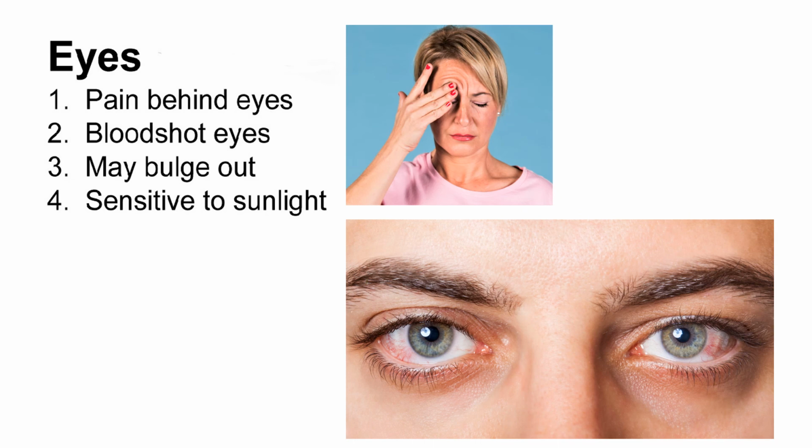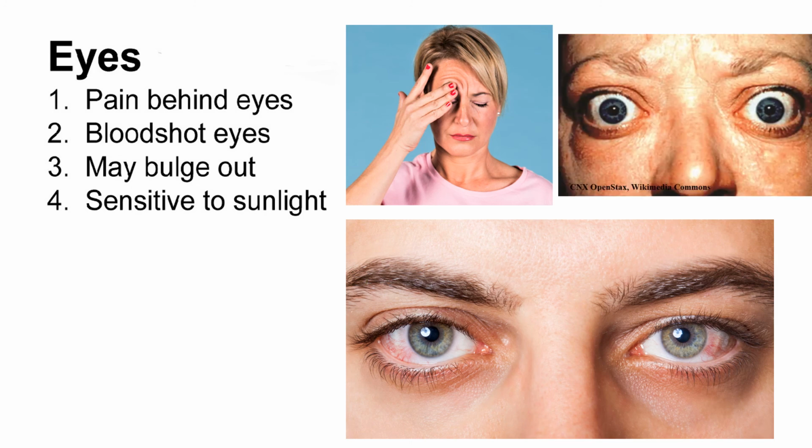TMD patients can have bloodshot eyes. It's not as common as pain behind the eyes, but we do occasionally see that. And this gentleman has bloodshot eyes on both sides on the outside. And then, this is pretty extreme, but bulging eyes. This particular person has a thyroid problem, but it illustrates and shows you bulging eyes. And typically TMD patients will have more white on the bottom than the top.